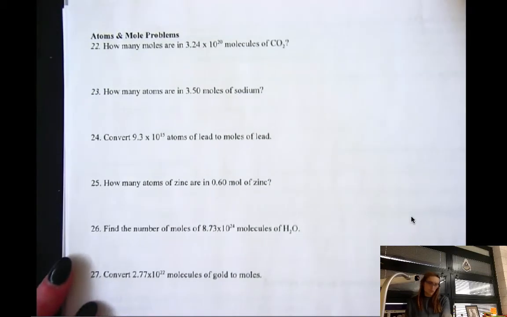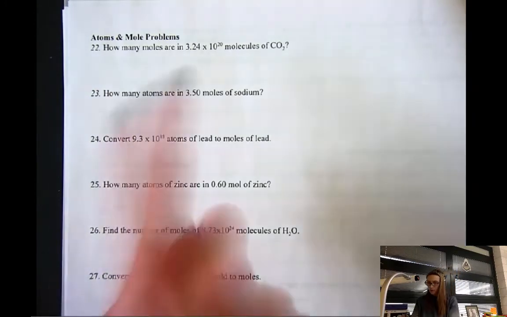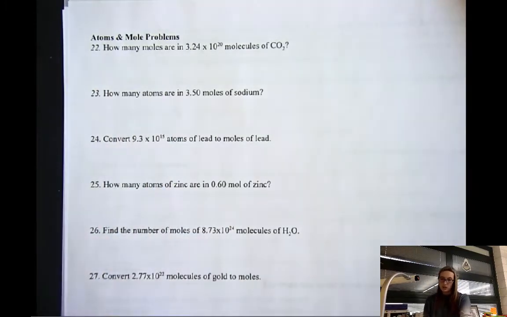All right, looking at number 22. And what I'm going to do is go through and write what I wrote on the board, but this way we have it at the top. So we have it at the very top of our page to reference. So even if you're not in here looking at the board, you have the information.